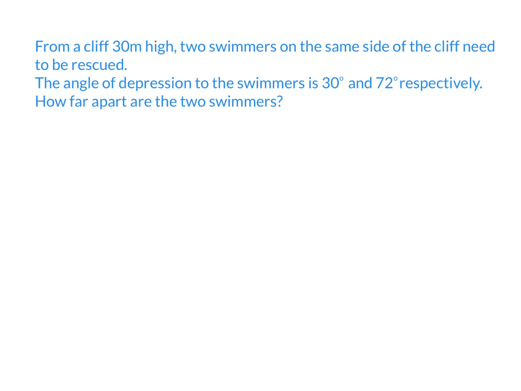Let's draw a diagram to see what's going on. So we have a cliff here that's 30 meters high. Then out here we have two swimmers. So what we're going to do is just draw a line between these two swimmers in the ocean, swimmer 1 and swimmer 2. So the angle of depression is 30 degrees and 72 degrees.